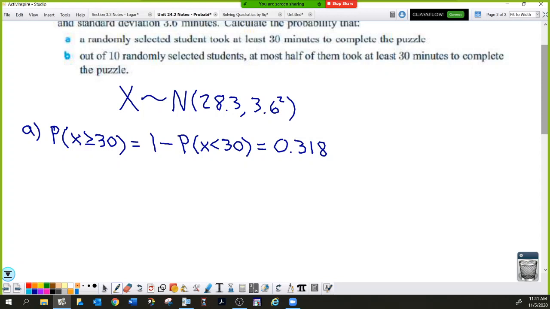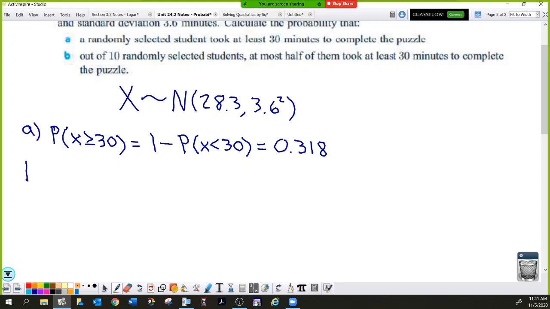No, because it says at most half of them. If it said how many would you expect, yeah, you would expect 3.18 of them. But it says at most half of them. What does this sound like? Oh, it's binomial.